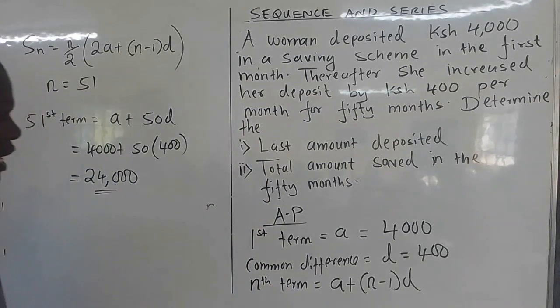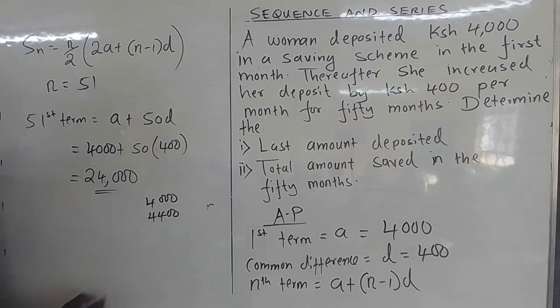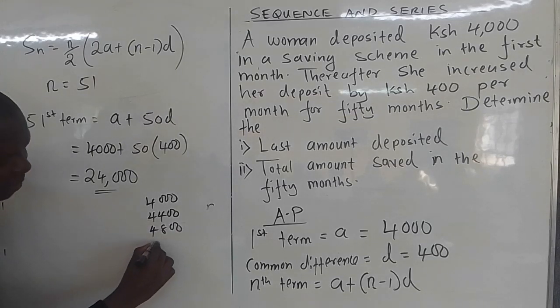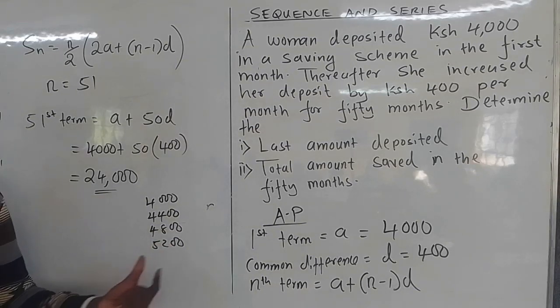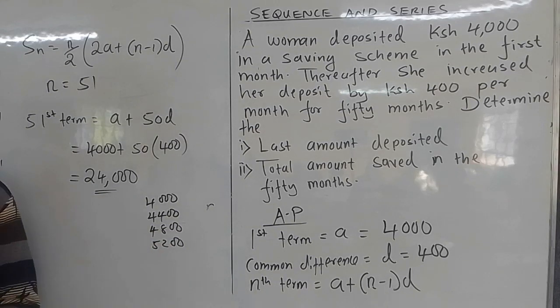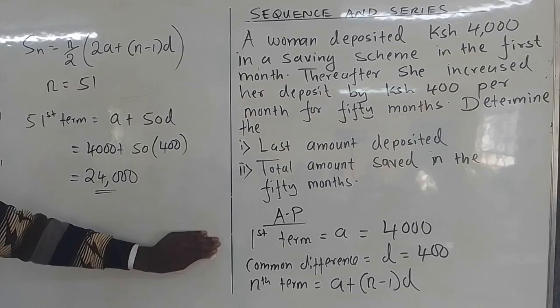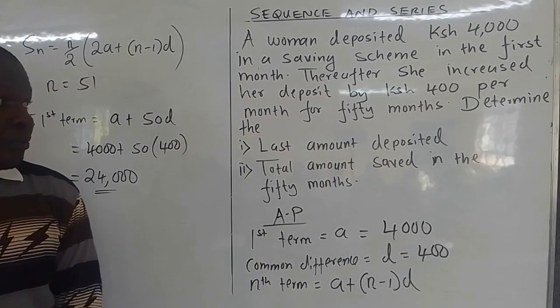These are the kind of cases here. The first month, I save 4,000. Second month, I'm saving 4,400. The third month, I'm saving 4,800. The next month, I'm saving 5,200. Meaning I'm increasing by 400 in that order, isn't it? Are we together? Tuko pamoja?